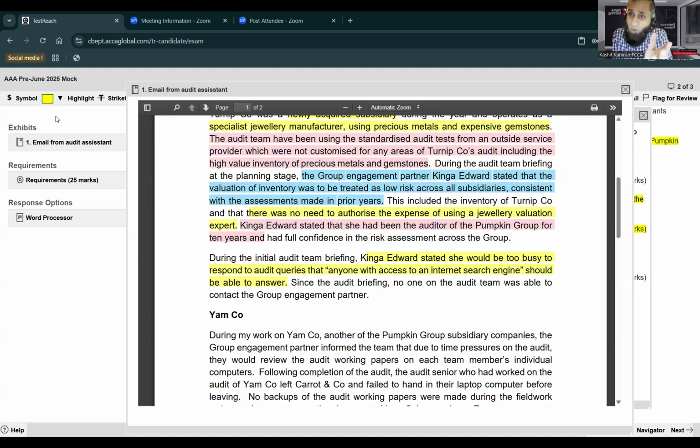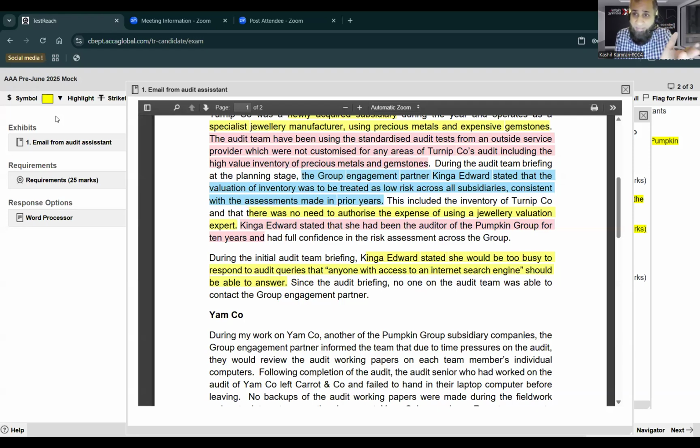Look at the leadership flaw here. You are the partner. You are the one to give direction. You are the one to supervise. You are the one to give the right set of judgments. You're not giving that. After 10 years as the partner, you have become too sympathetic that you're not even using your skeptical mindset. You're not even demonstrating the due care required in the audit of a listed group. So Kinga's behavior is really questionable, right?